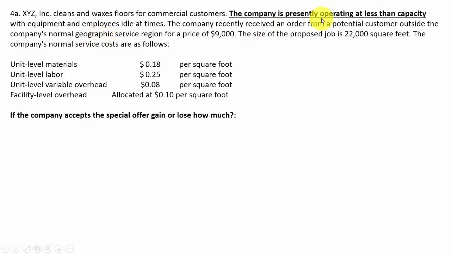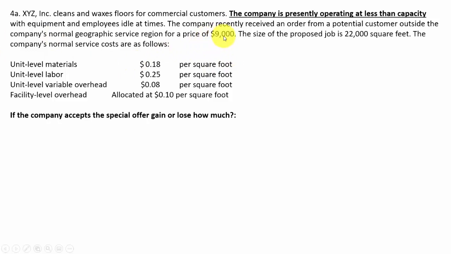Now, the company is presently operating at less than capacity, with equipment and employees idle at times. The company recently received an order from a potential customer outside the company's normal geographic service region for a price of $9,000. So they've potentially agreed to do this work for $9,000. At least they're going to run it by us.